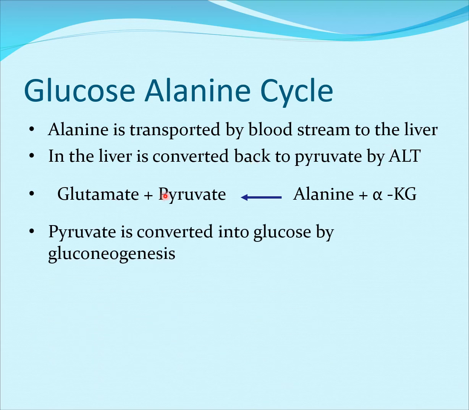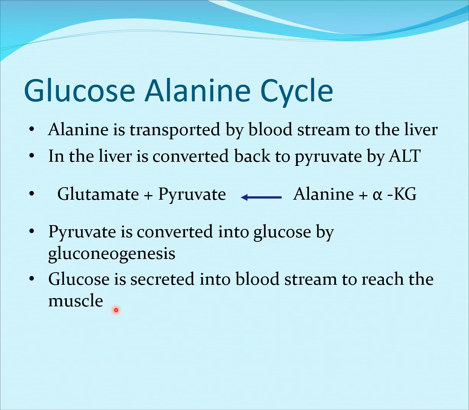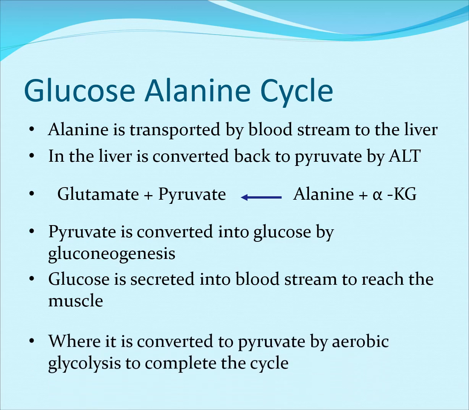Why? Here glutamate, of course, by oxidative deamination is converted into alpha ketoglutarate, and the ammonia is involved in urea synthesis in the liver. The pyruvate produced by this reaction is converted into glucose by gluconeogenesis in the liver, and this glucose is secreted into the bloodstream to reach the muscle to continue the cycle.